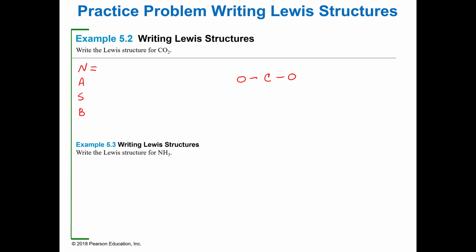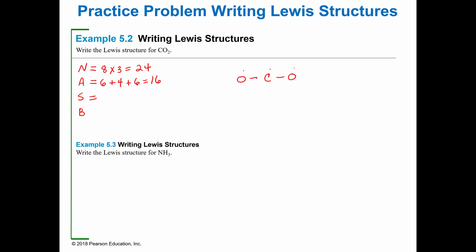How many does it need? I have 1, 2, 3 elements that are not hydrogen. Each one of those is going to need 8. So that's 24. Each one of those needs 8 to feel satisfied. How many are available? Now what I do is I look and see, okay, oxygen is in group 6, so it has 6 valence electrons. Carbon is in group 4, and then another oxygen is in group 6, and that gives me a total of 16 electrons.